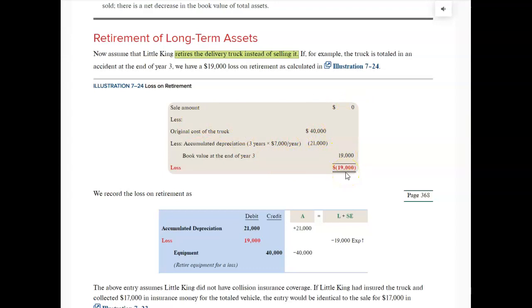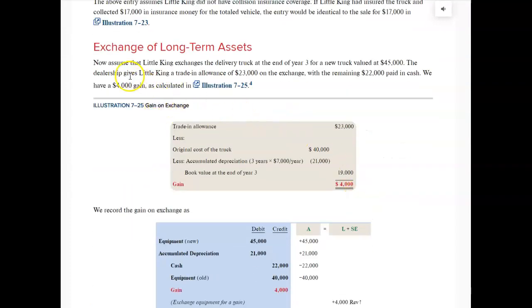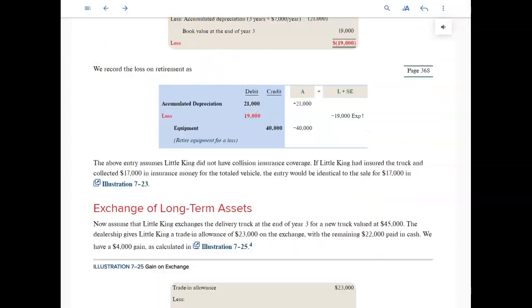No cash is coming in the door. The entry is easy. There's no cash to record. Take off accumulated depreciation. Take off the equipment. Our loss is larger, $19,000. So when you just throw an asset away or give it away or whatever, then your loss is the book value at that point in time. Don't worry about the exchange of long-term assets.